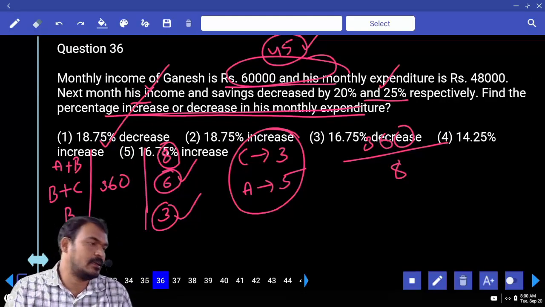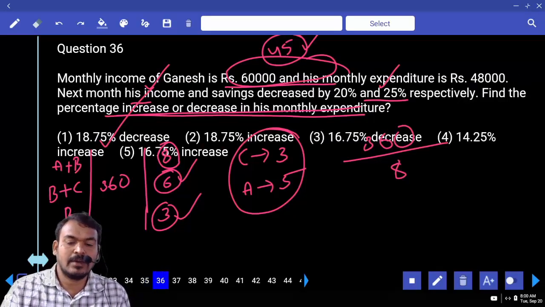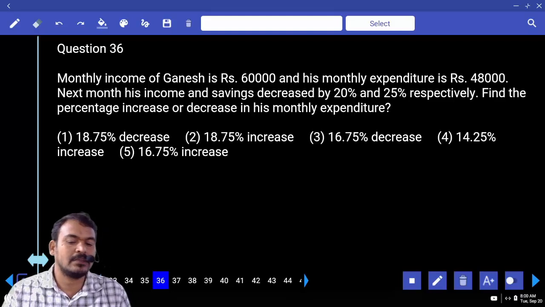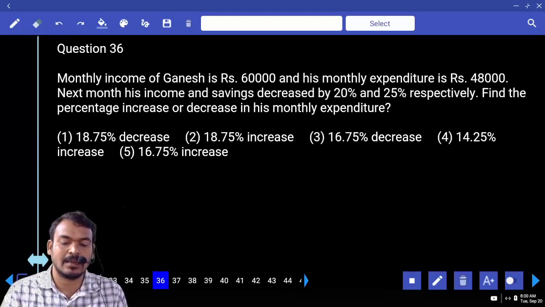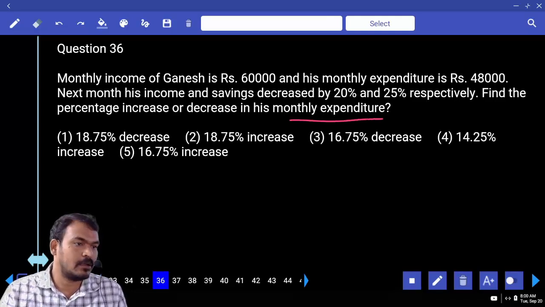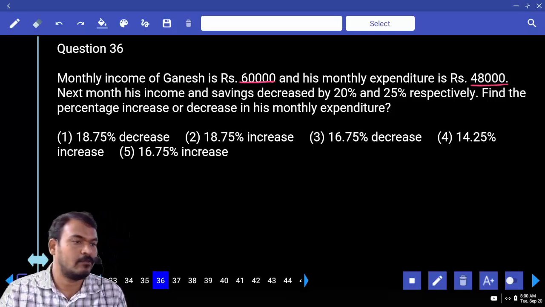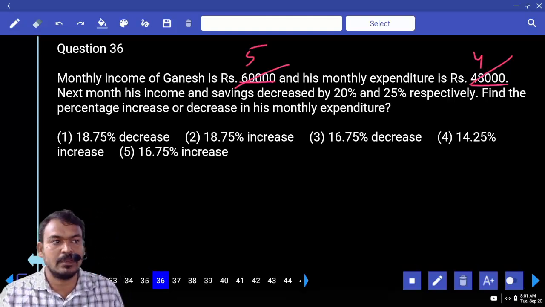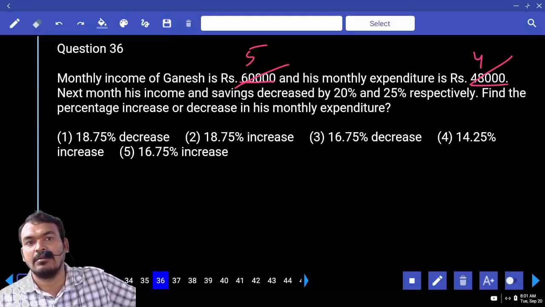Next question number 36. Monthly income of Ganesh is 60,000 and his monthly expenditure is 48,000. Next month his income and savings are decreased by 20% and 25% respectively. Find the percentage increase or decrease in his monthly expenditure. Income is 60,000, expenditure 48,000. The ratio is 5:4. What is the meaning? Out of 5 parts income, 4 parts are expenditure. The remaining 1 part is savings.